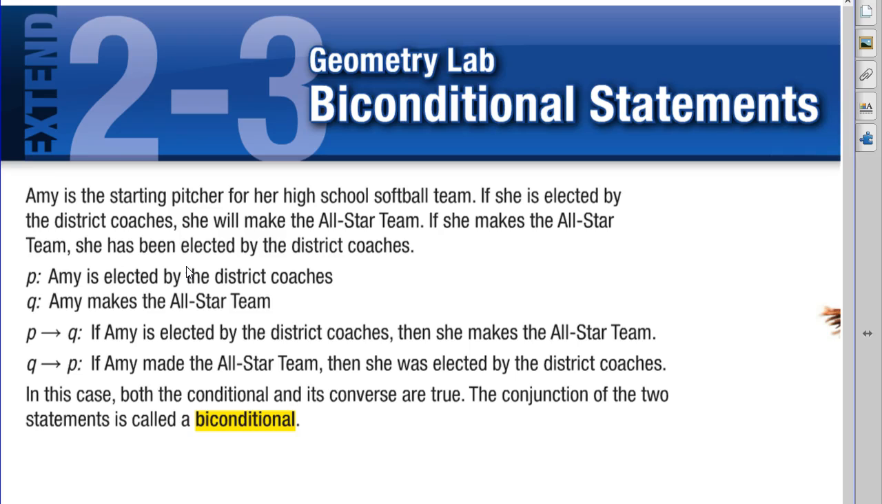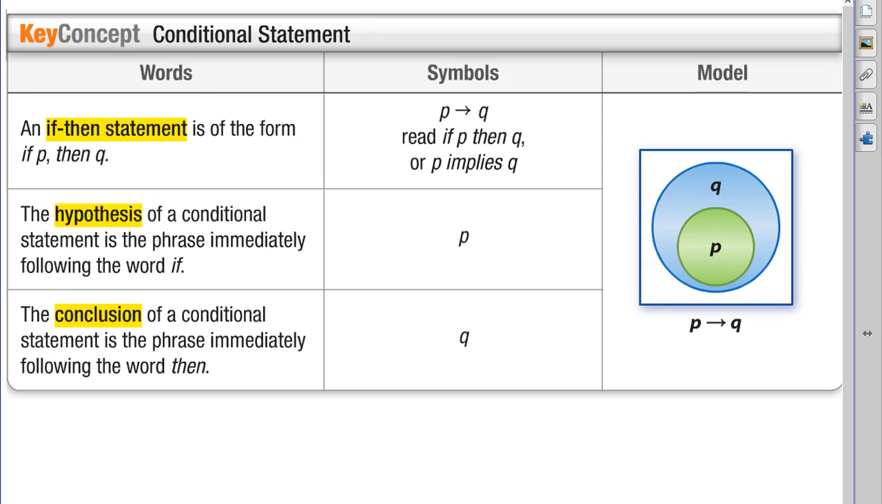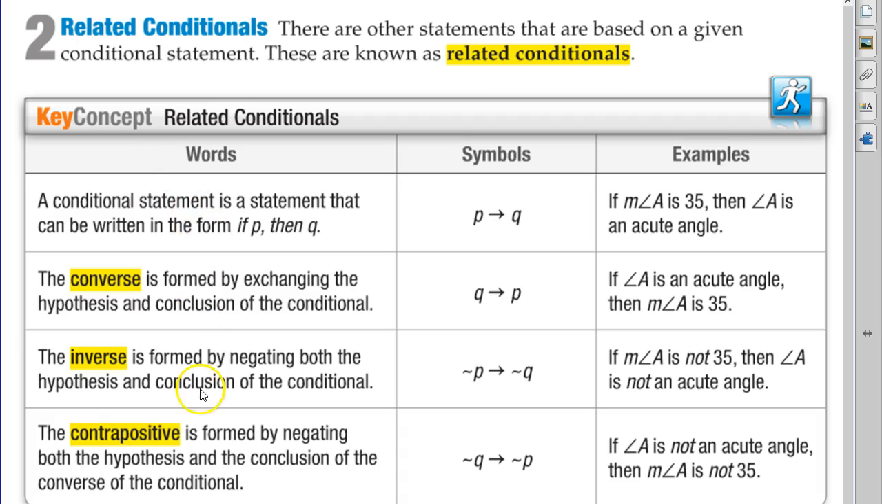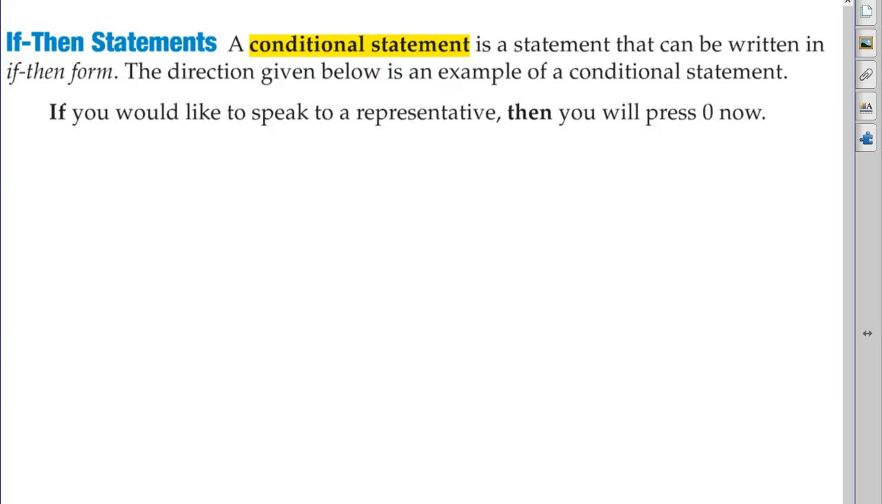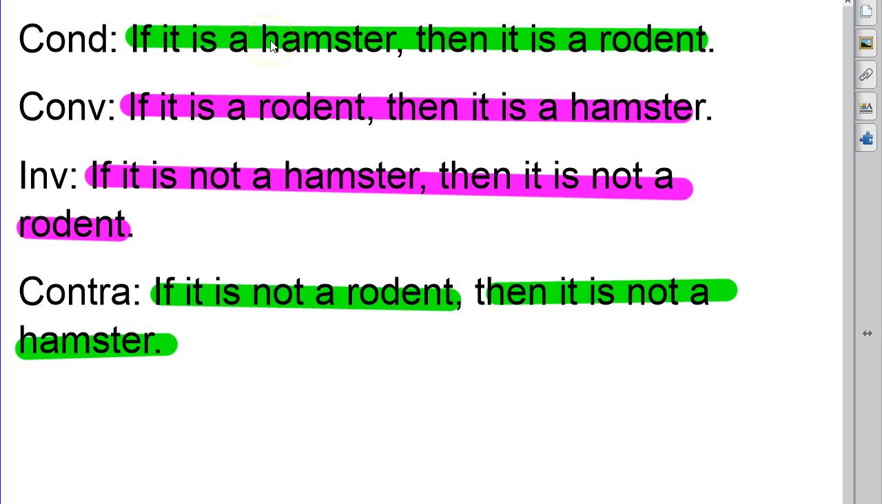The biconditional is a statement where both the conditional and the converse are true, which means all four of these are true. If the conditional is true, then the contrapositive is true. If the converse is true, then the inverse is true. So all four of them are true.